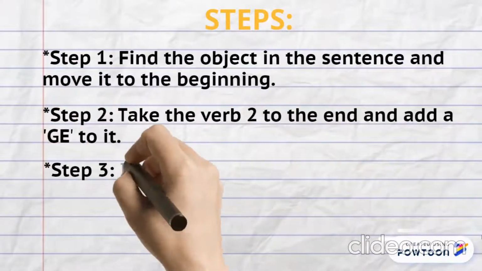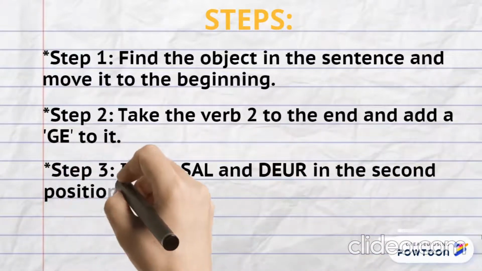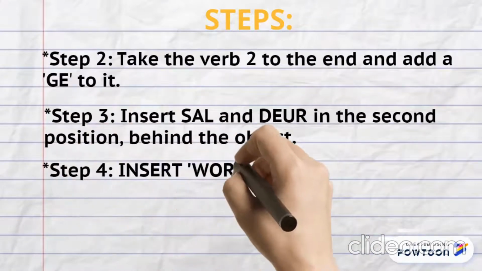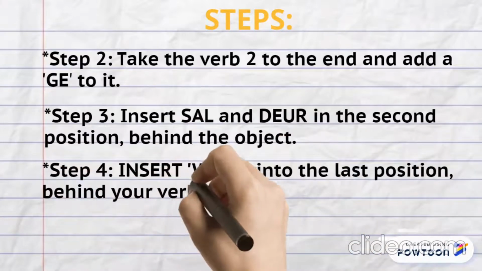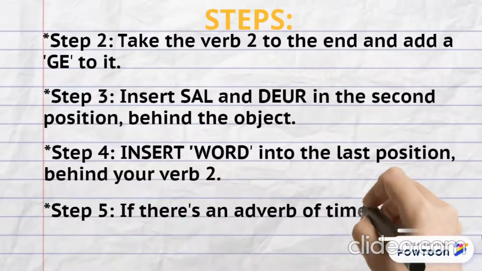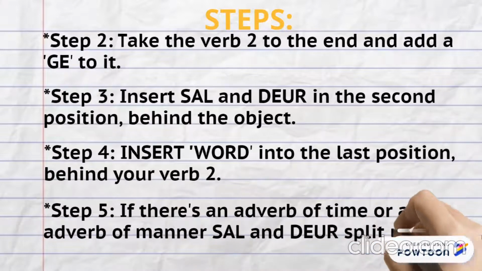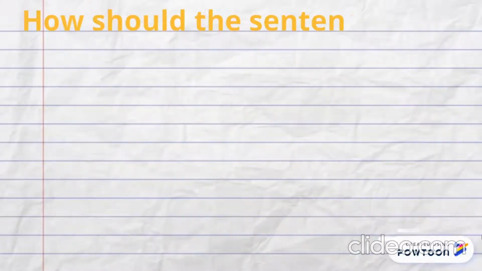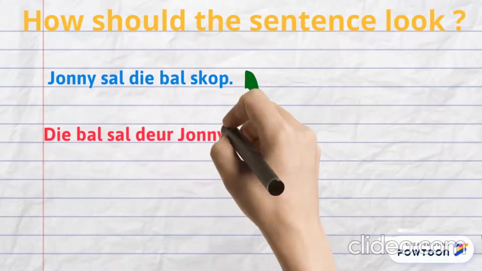Step 3 is to now insert your sal and deur in the second position after your object. Step 4. Unlike the other tenses, for toekomende, you need to add the word word after your verb at the end of the sentence. Step 5. This is the last time I'm going to remind you. You need to remember if there's an adverb of time or an adverb of manner, the sal and deur get split up and the adverbs placed between. This is going to come in handy a bit later when you need to complete various worksheets. So after all these steps, Johnny sal die bal skop now becomes die bal sal deur Johnny geskop word.